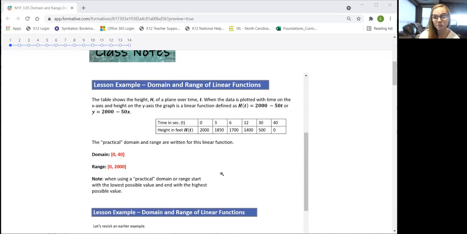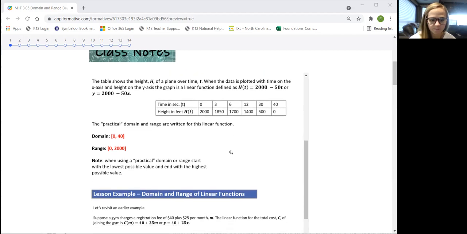In a table, it looks a little bit different. Again, we're still looking for the lowest x value and the highest, and then the lowest y value and highest y value, or input and output. So in our table, we can see the independent variable goes from 0 to 40, and the range, even though it starts at 2000, remember you want to find the lowest first. You should always put them in numerical order. So we have 0, and then the highest one is 2000. And they could be somewhere in the middle. It doesn't have to be just the beginning and end.